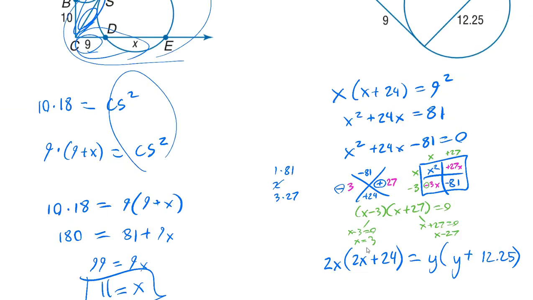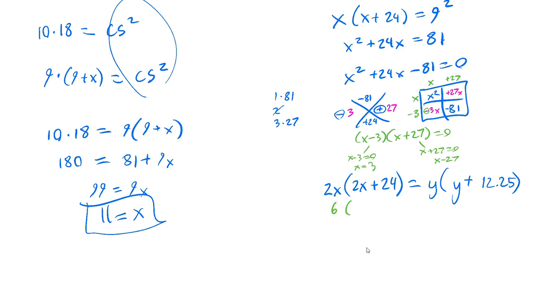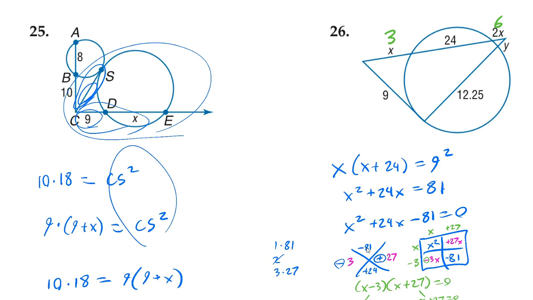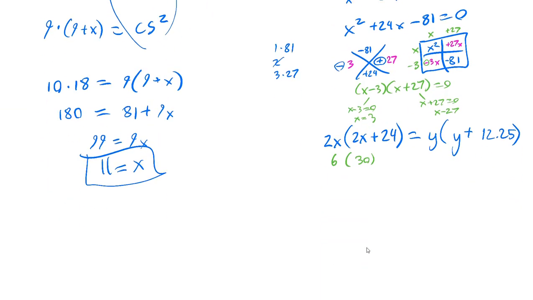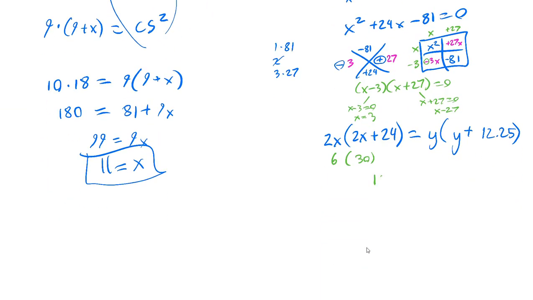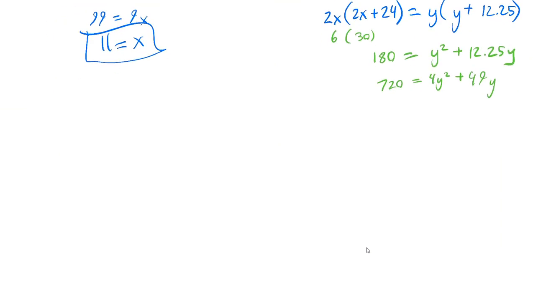Okay, so now we could plug it into the next one and go, this was just saying 6 times the whole thing, 6 plus 6 times 30. Right? That was 6 times the whole thing. So 6 times 30 equals y times that. And so then we just get 180 equals, and we distribute that in, y squared plus 12.25y. I'm going to multiply by 4, so we get 720 equals 4y squared plus 49y. You could have just used the quadratic formula, but I don't like to. So moving everything to one side, we get 0 equals 4y squared plus 49y minus 720.